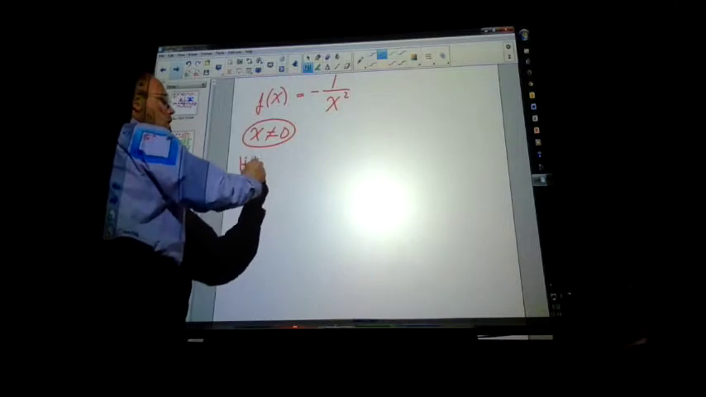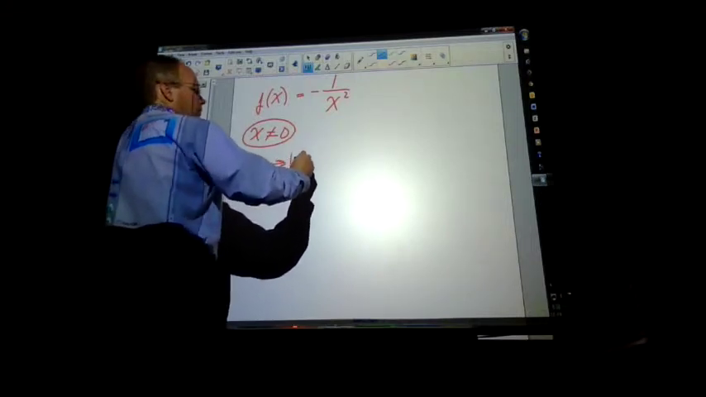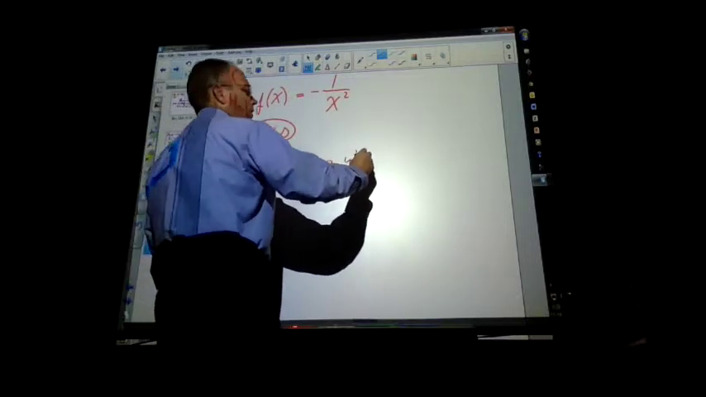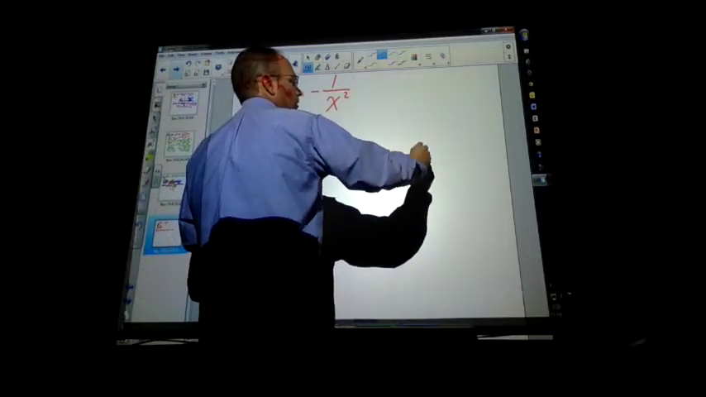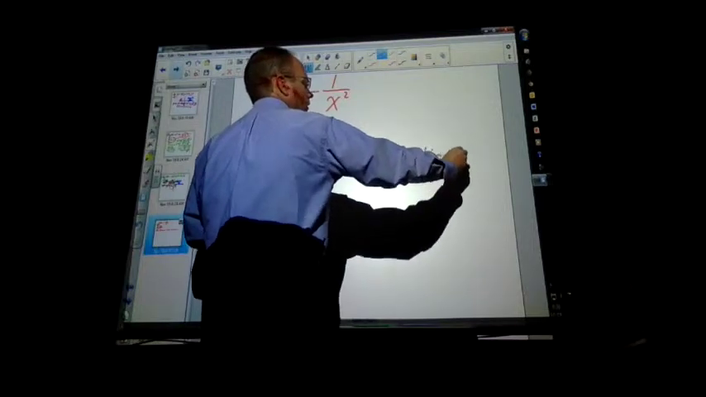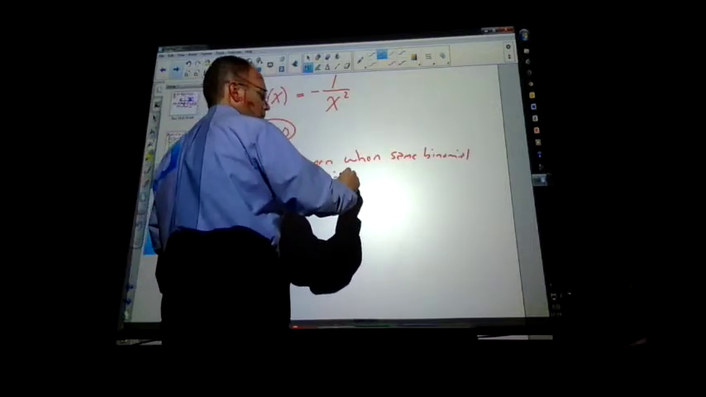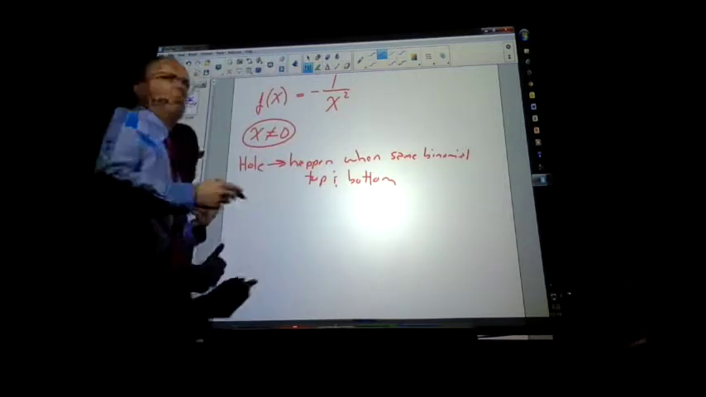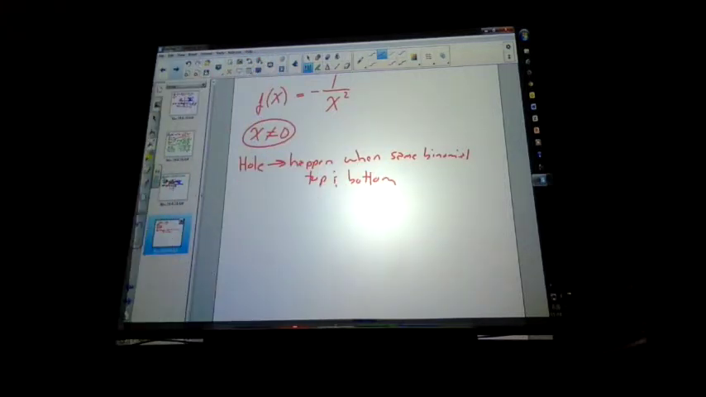Good. So a hole happens when the same binomial is on top and bottom. So this isn't going to happen because I don't have the same binomial. I don't have a binomial anywhere. I don't even have the same factor on top and bottom, so we're not going to have a hole on this. I think we could have an asymptote. I think we could have a vertical asymptote to this at 0. But I also think we might have a horizontal asymptote. Any ideas?